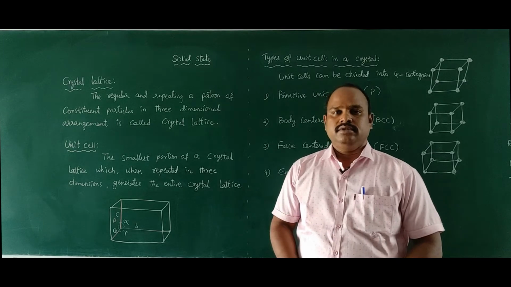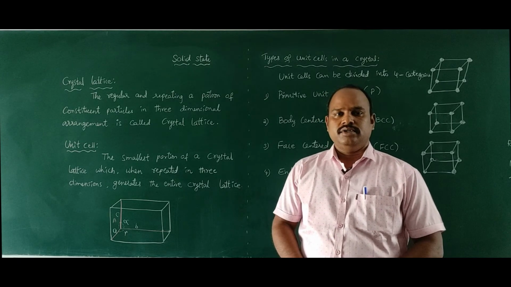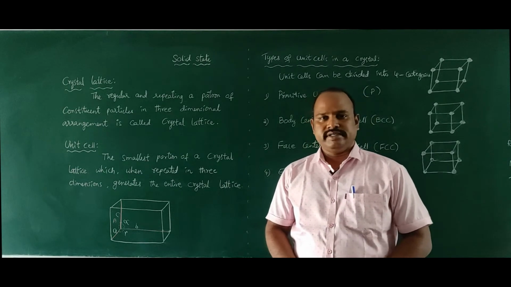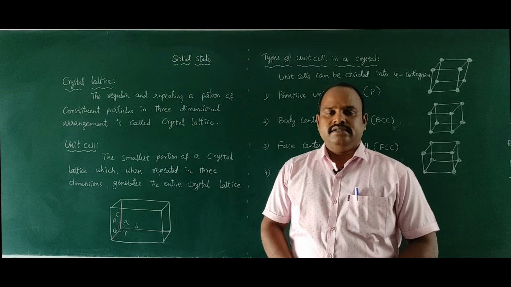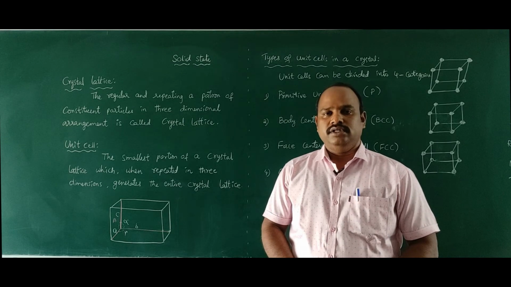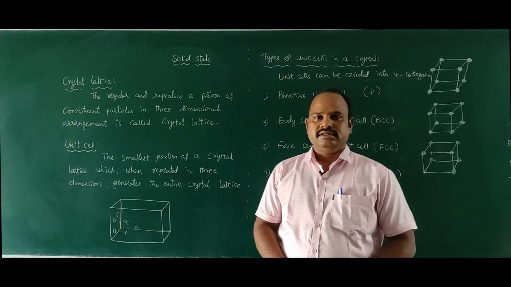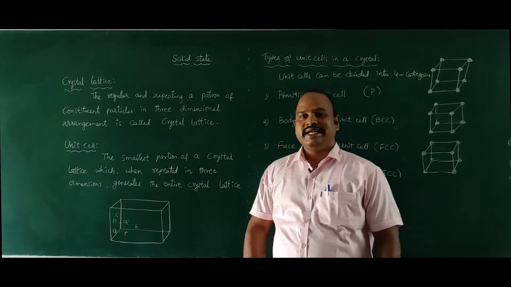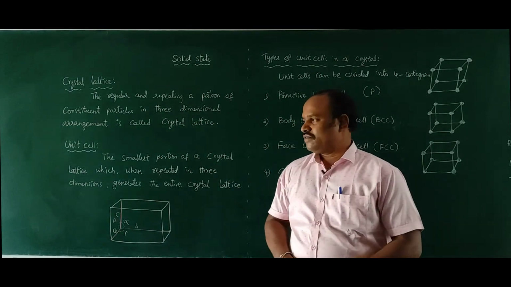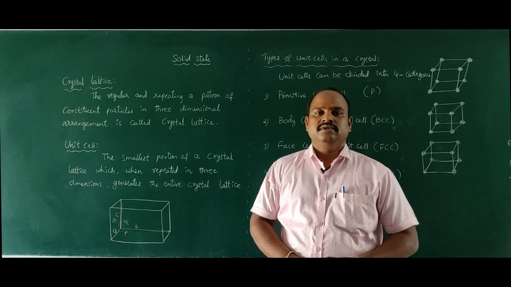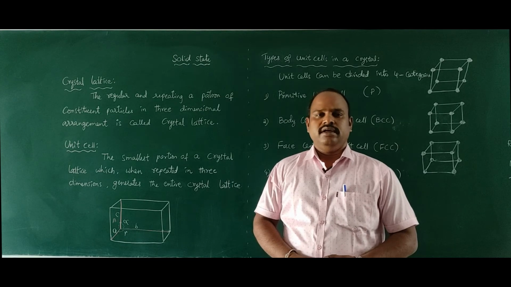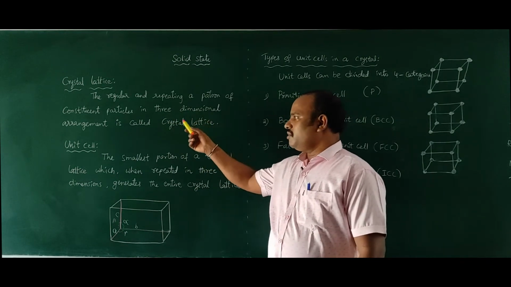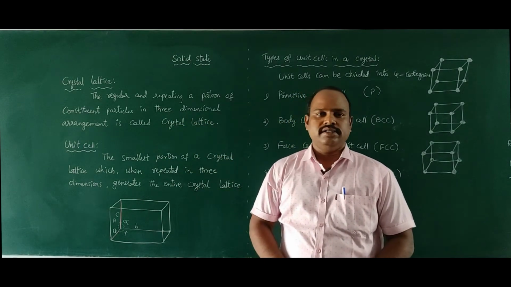Hello students, today we are going to the third portion of the solid state. In this topic we are going to discuss the lattice, crystal lattice and the unit cell. So what is a crystal lattice? Crystal lattice is the regular and repeating arrangement of constituent particles in a three-dimensional arrangement.